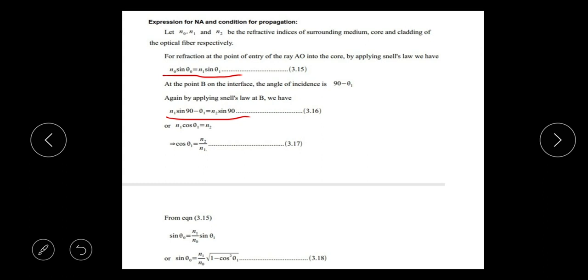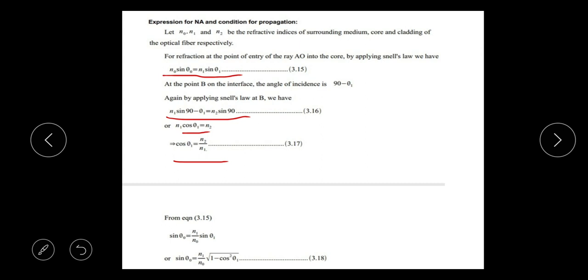Now let us consider the second case. Sin of 90 minus theta 1 is cos theta 1. So N1 cos theta 1 is equal to N2. So that implies cos theta 1 is equal to N2 by N1.